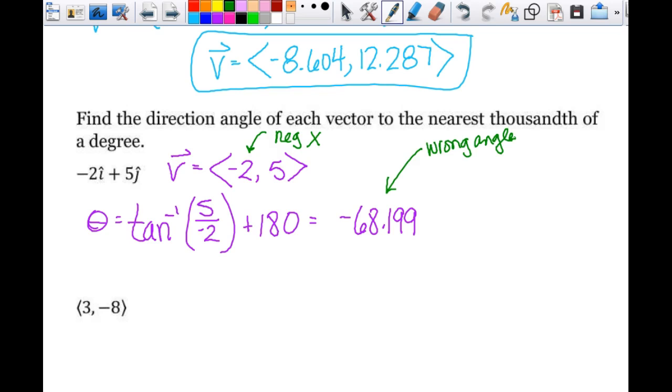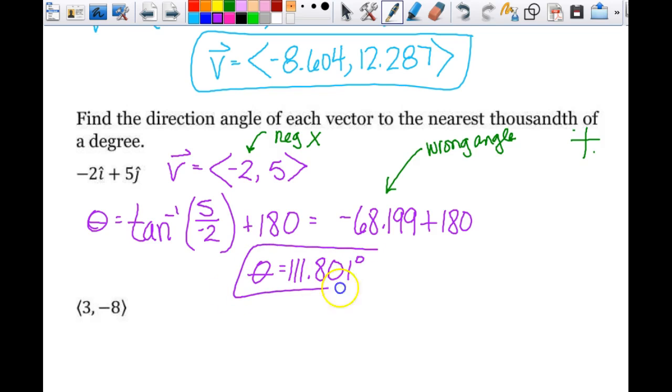Where am I supposed to be? If I have this, it's supposed to be in quadrant 2, right? So if I'm in quadrant 4 and I'm supposed to be in quadrant 2, how do I get there? How far is that of a rotation? 180. That's why you add that 180. It puts it in the correct quadrant for you. Okay? And then that gives you that theta is actually equal to 111.801 degrees. That's why you add the 180, because it's taking you 180 degrees around to get it in the correct quadrant. We all good with that?